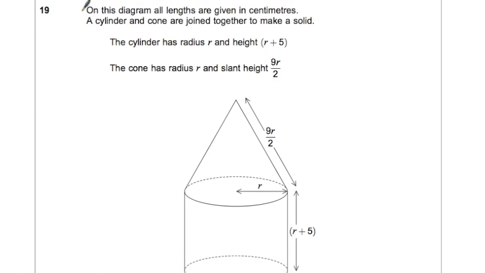Question 19. On this diagram, all lengths are given in centimetres. A cylinder and cone are joined together to make a solid. The cylinder has radius r and height r plus 5. A cone has radius r and slant height 9r over 2. Remember, you always get all the formulae at the start of the paper.